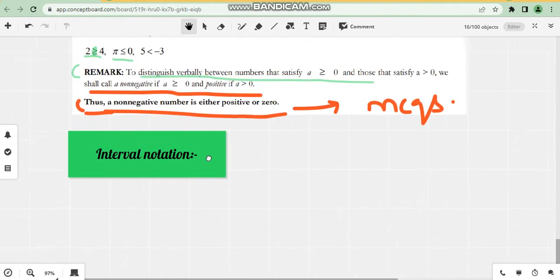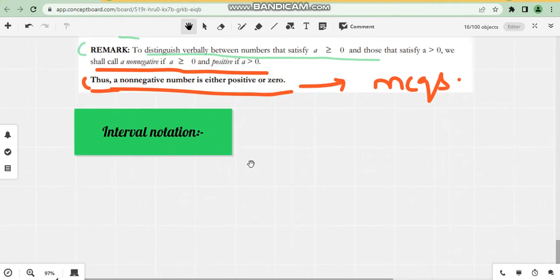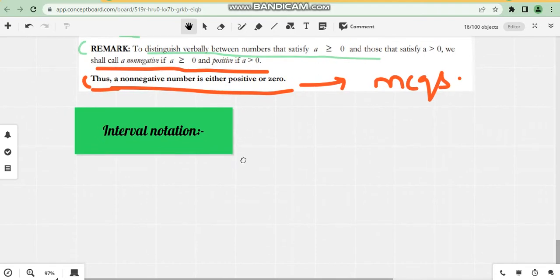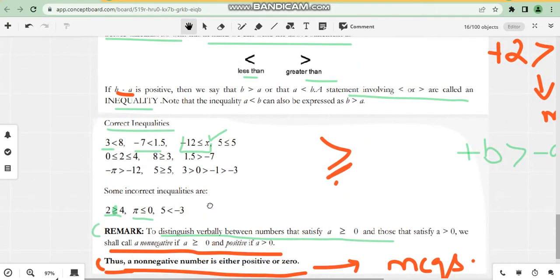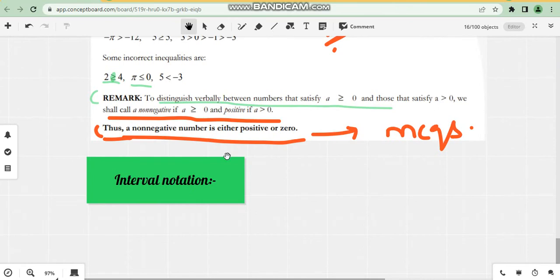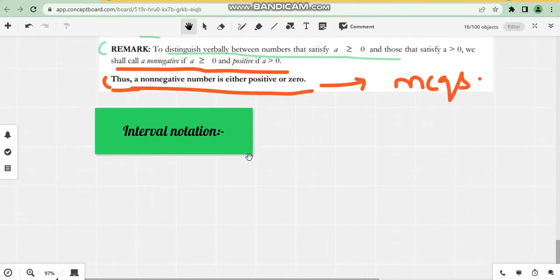Alright, next comes interval notation. What is interval notation? First of all, we discussed inequality. Now we will see how we can represent the inequality in interval notation, how we can write it.